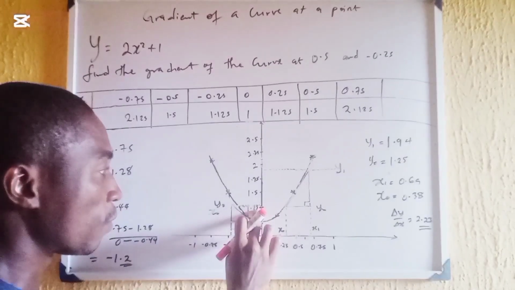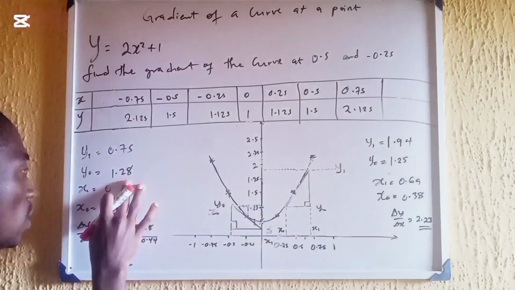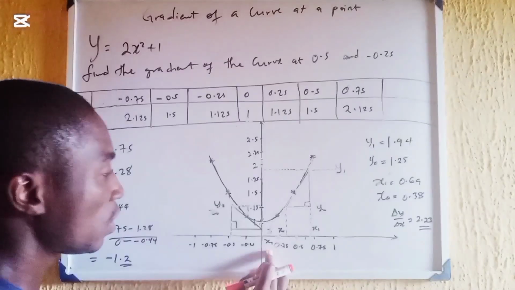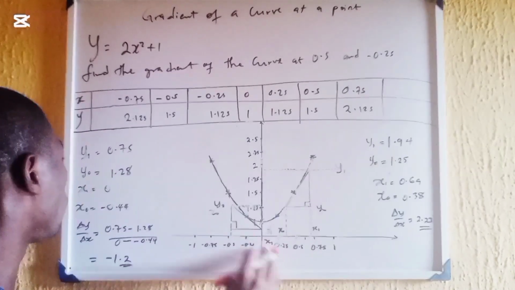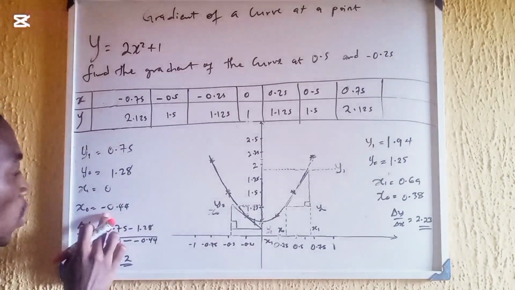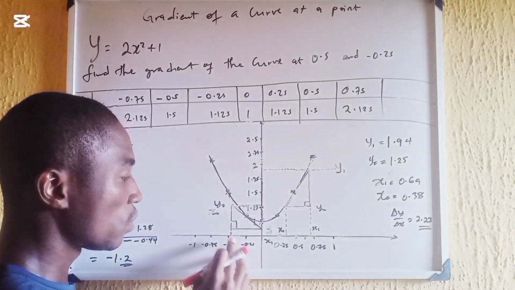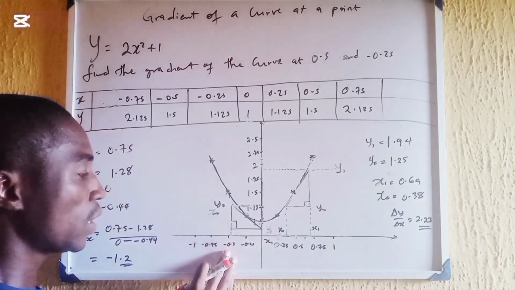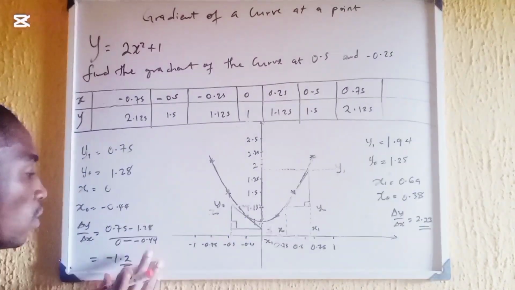This is 1.25. And this is my y0. So approximately 1.28. Then my x1 is 0. That's the origin. My x1 is 0. Then my x0 is approximately minus 0.44. This is minus 0.5. So it's very close to minus 0.5. So that's approximately minus 0.44.